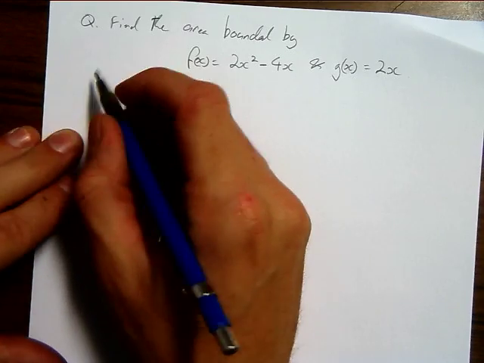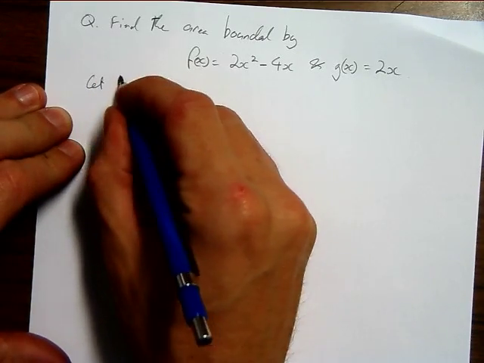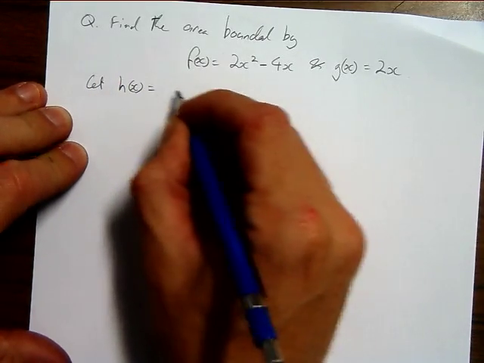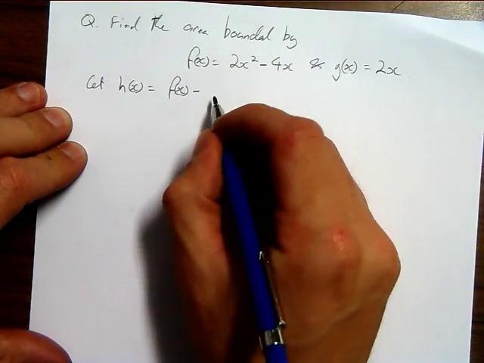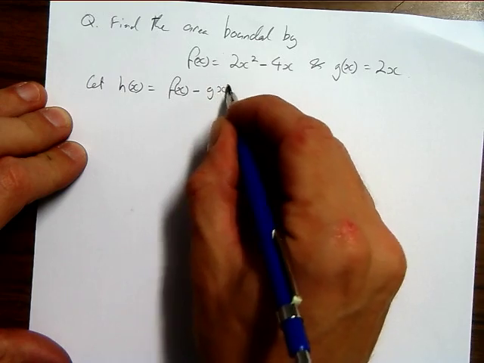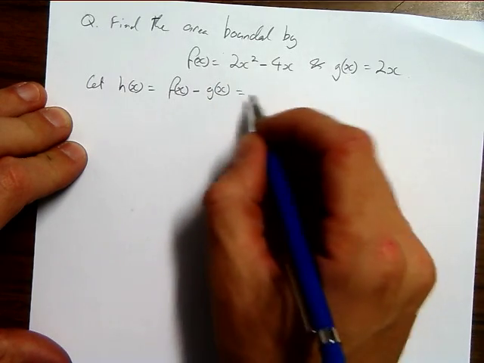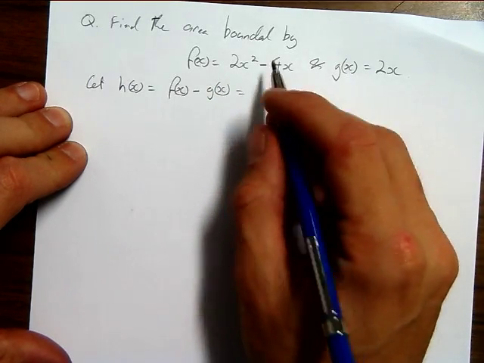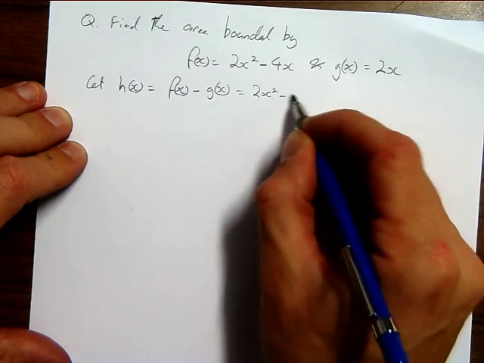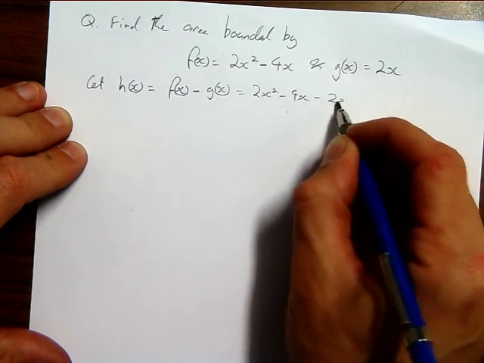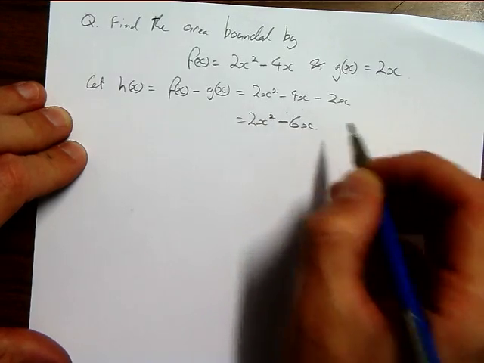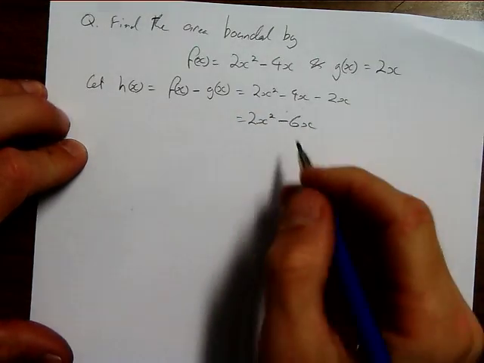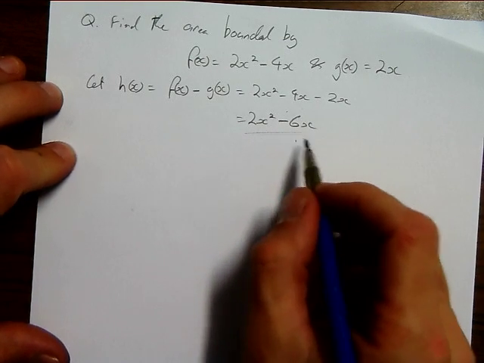So we're going to first of all do that. We're going to let h of x equal f of x take g of x, which is going to be 2x squared take 4x take 2x, which is 2x squared take 6x. So this is our function, and we want to find the area.